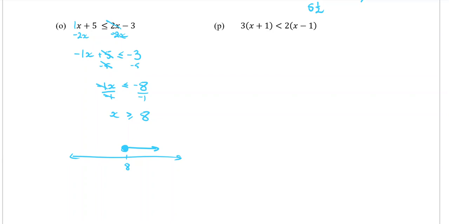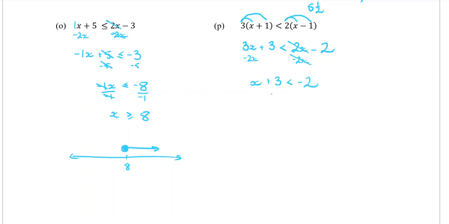Last one has 2 brackets that I need to expand out. So 3 times x is 3x plus 3 times 1 is 3 is less than 2 times x is 2x minus 2 times 1 is 2. We have letters on both sides, so let's subtract the 2x from both sides to get rid of that. 3x minus 2x is x. We still have the plus 3 and the less than minus 2.